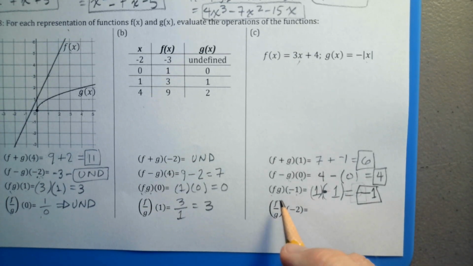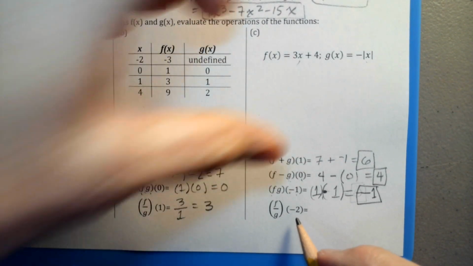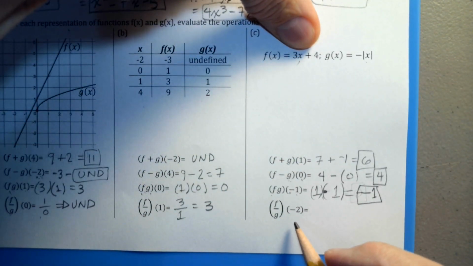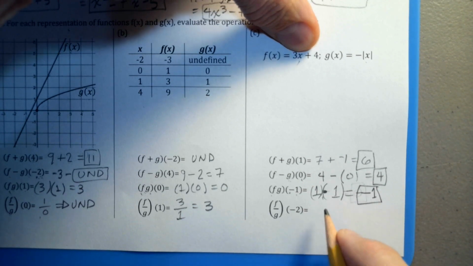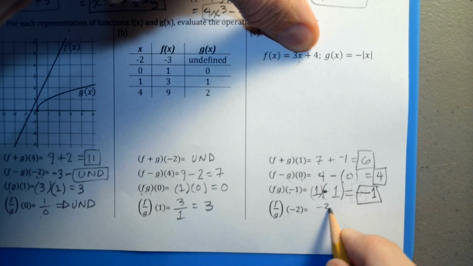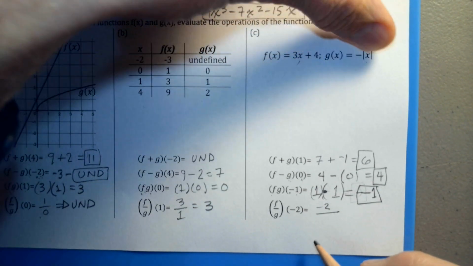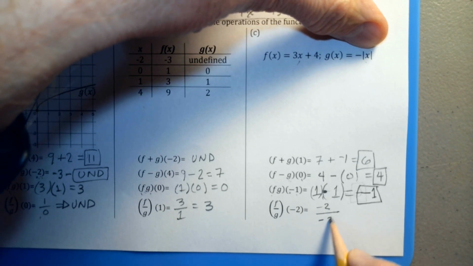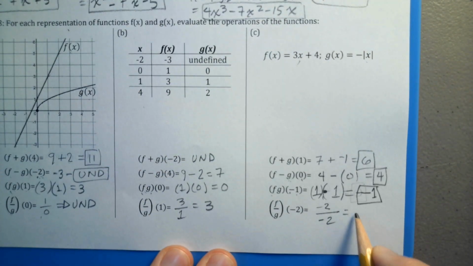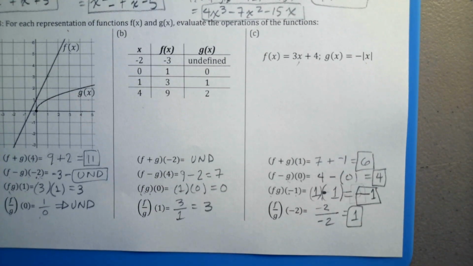All right, and then the quotient, f of -2, we put a -2 in here. That's going to be what? -2 over, I put a -2 in here, it's -2. And so that is equal to +1.